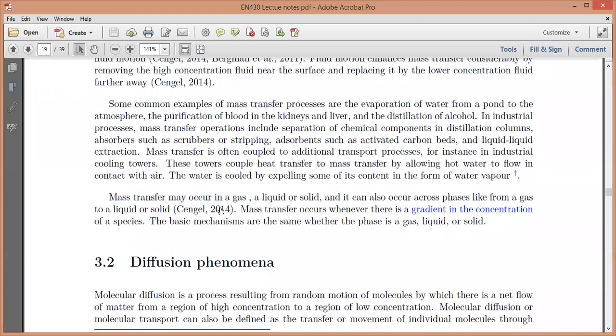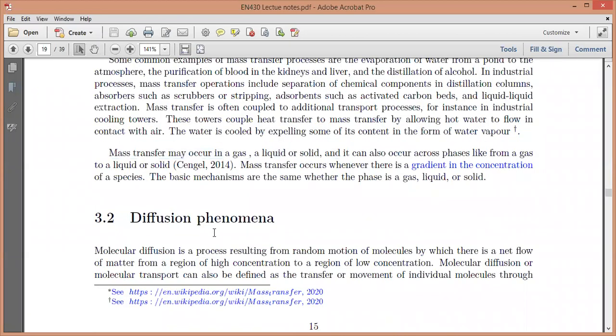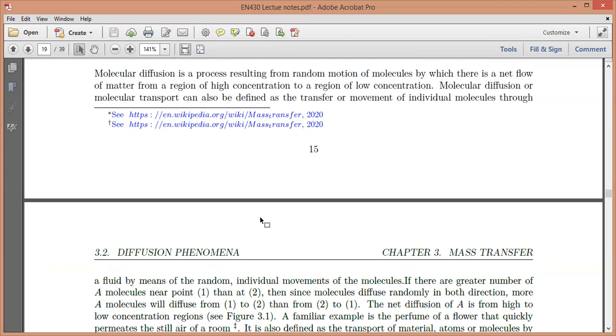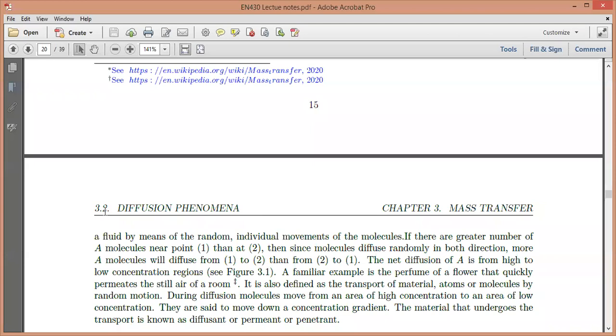So we look at the diffusion phenomena. Diffusion is closely linked, and in some cases even interchangeable with the term mass transfer. So we look at molecular diffusion, and we look at counter diffusion also. Molecular diffusion is a process resulting from random motion of molecules by which there is a net flow of matter from a region of high concentration to a region of low concentration. Molecular diffusion or molecular transport can also be defined as the transfer or movement of individual molecules through a fluid by means of a random individual movement of the molecule.